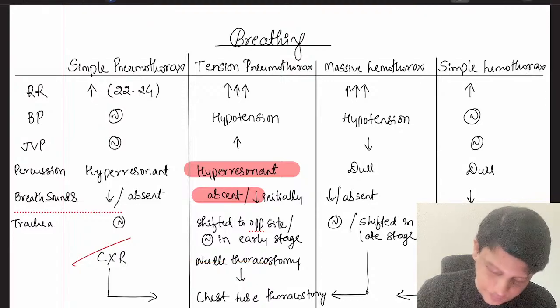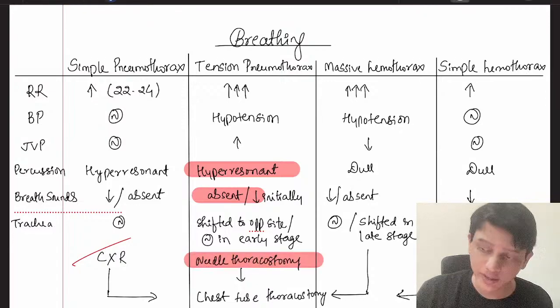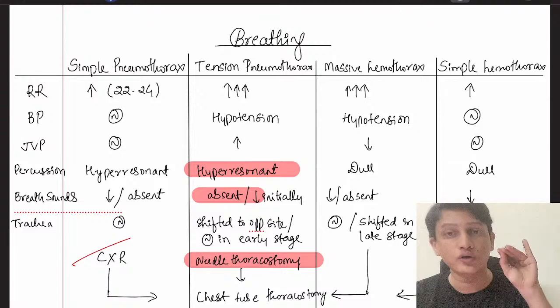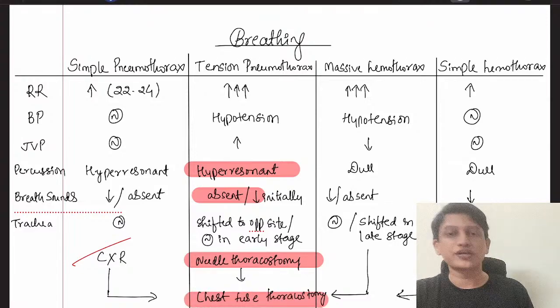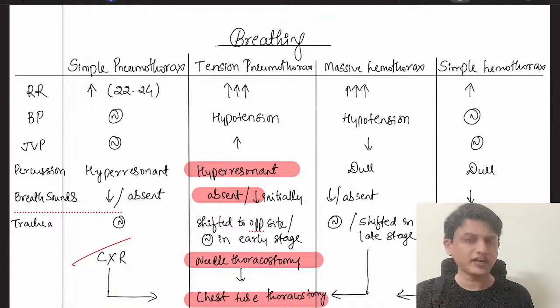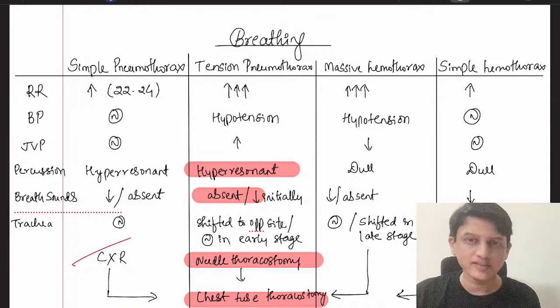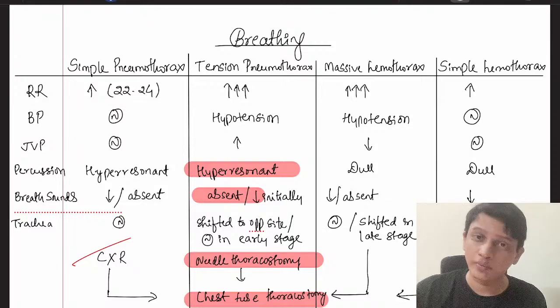Needle, very, very important. I can give you 5 out of 5 stars. And second, what you can do for hemothorax and as a definitive procedure for tension pneumothorax is chest tube drainage or chest tube thoracostomy. Very important from your exam point of view and clinical practice also, and a most possible question also from trauma.